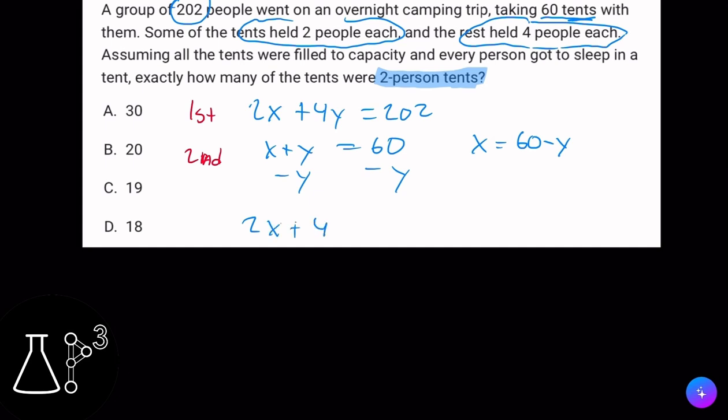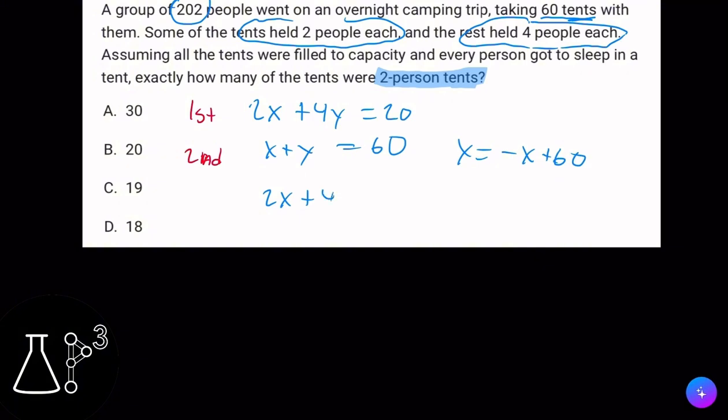I made a mistake here. We actually want to isolate y to figure it out. So it's going to be the same thing, but just reverse it. So it's going to be y equals negative x plus 60, and now we plug that in for y. So it's going to be 2x plus 4, we substitute y, which will be negative x plus 60, which equals 20.